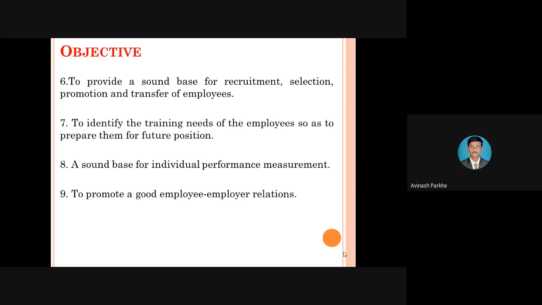Okay, so these are the basic definition of job evaluation and these are its important objectives. Maximum objectives are given on the wage system, the salary system, then overall development of the worker, their training, promotions, selections, performance checking, and proper relations. All the objectives are correlated with the operators only, and for that the concept of job evaluation plays a very important role. Okay, so this is related to the objectives.